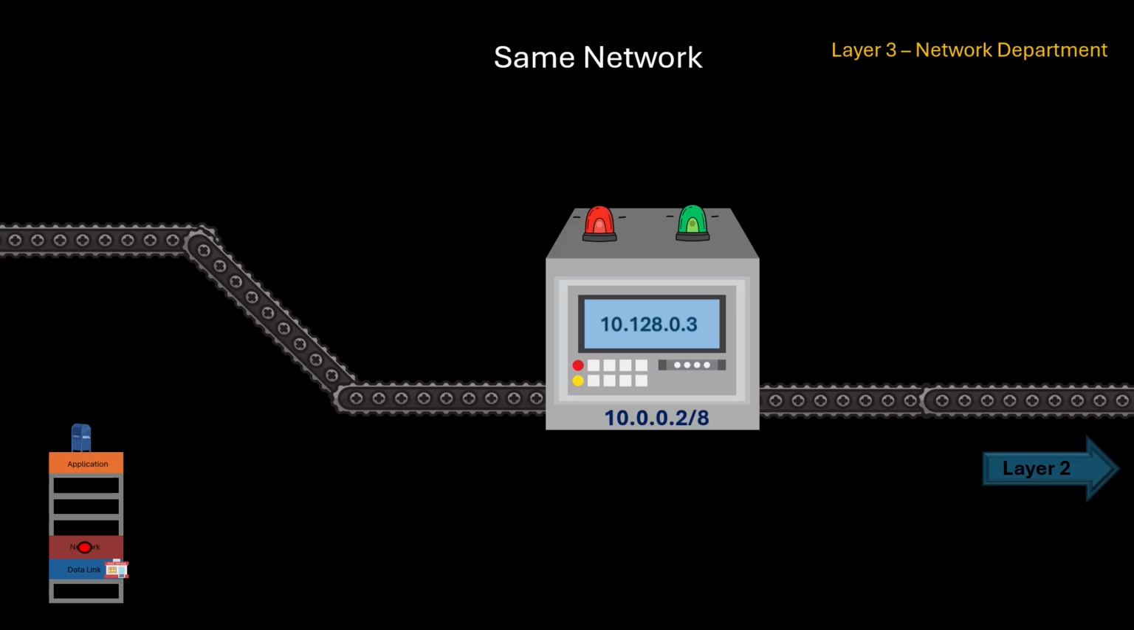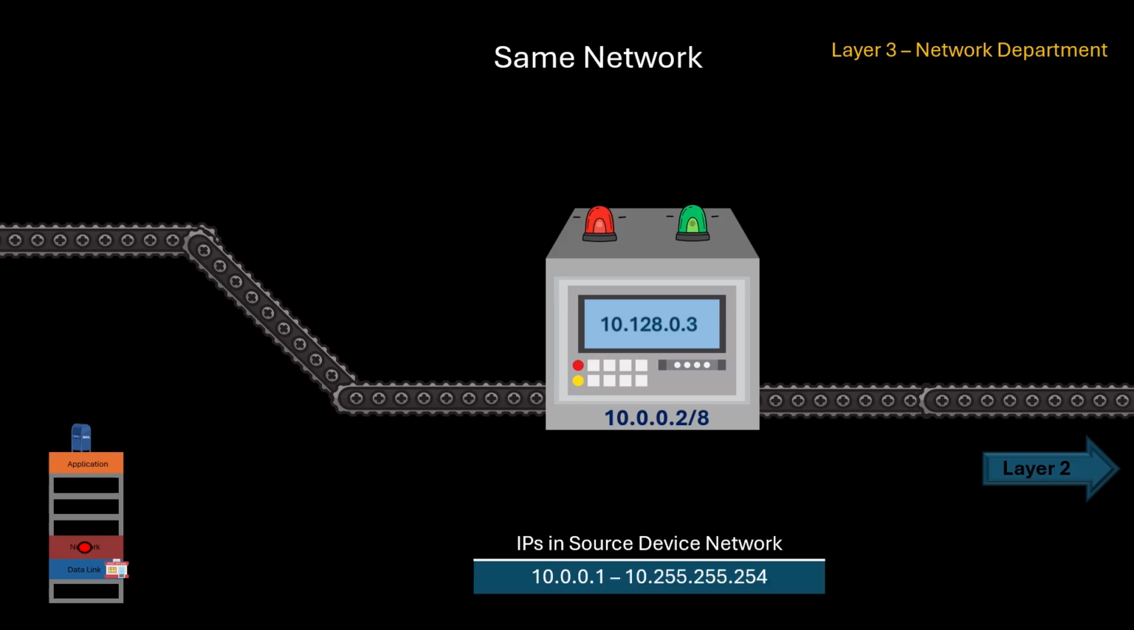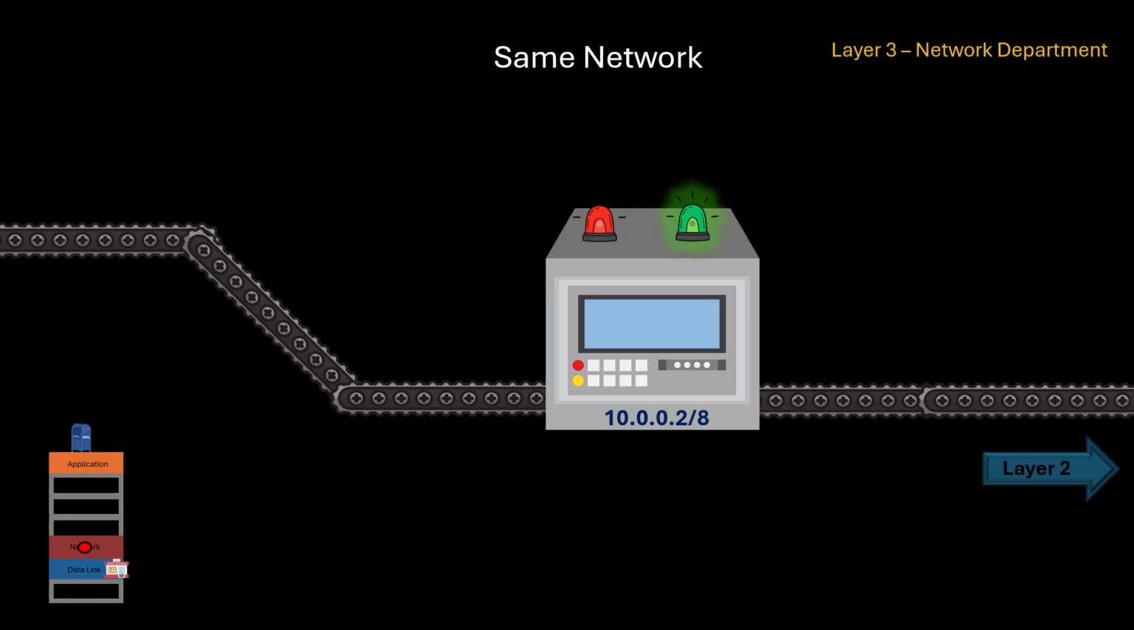This means the available IPs range from 10.0.0.1 to 10.255.255.254. 10.128.0.3 is well within this range. This signifies the destination device is on the same subnet.